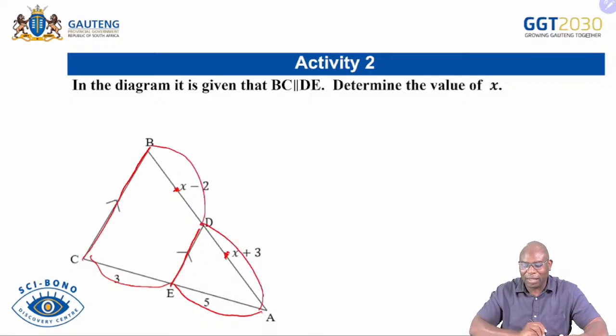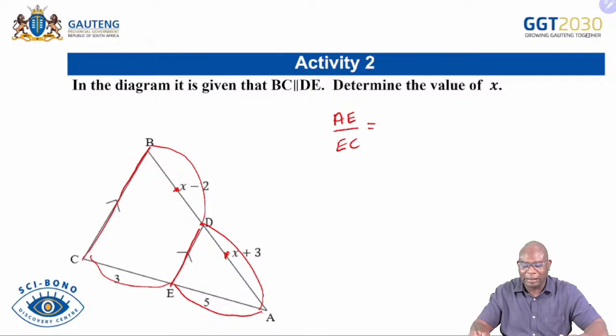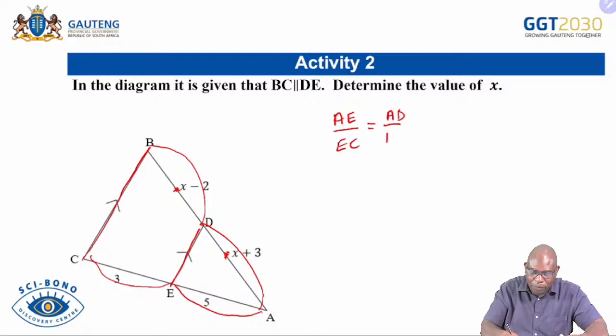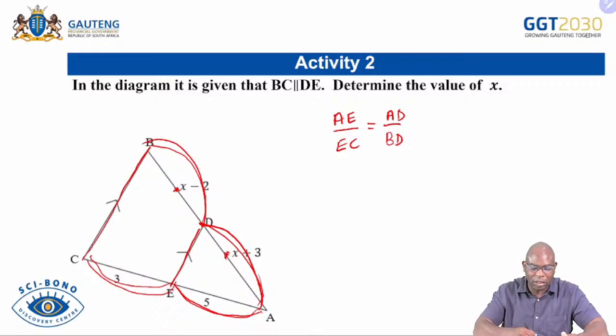Okay, so let's write that down quickly. If I say AE over EC, this must be the same as, I've started with AE, so I must start on the other side with AD. So it will be AD over BD. So that proportion over that is the same as this one over that. Can you see what I've done? I'm writing them in the same proportion. So I'm not saying AD over BD and on this side CE over EA. That will be incorrect.